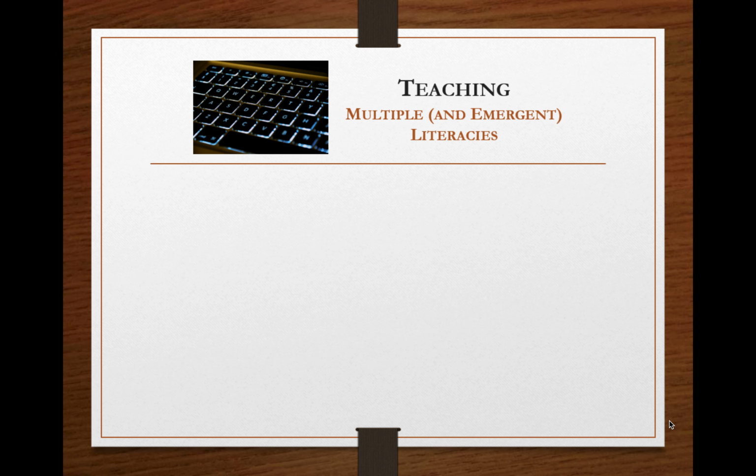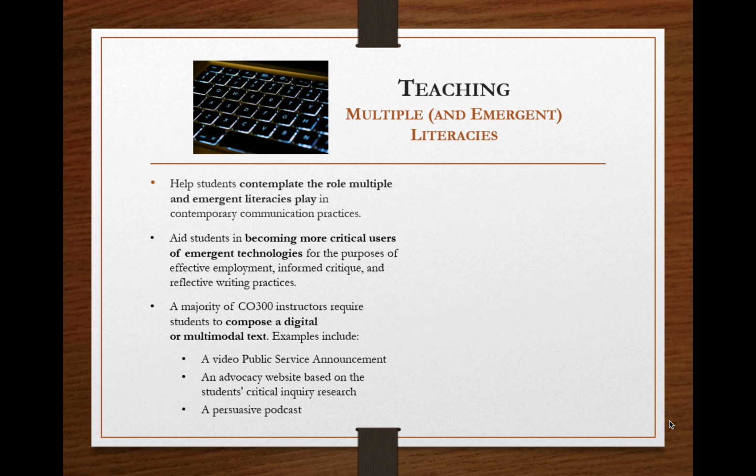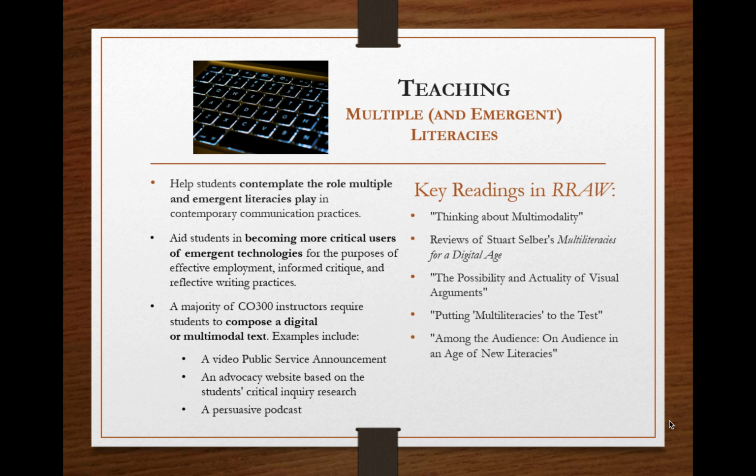Teaching multiple and emergent literacies. Several of the readings in Raw help students contemplate the role multiple and emergent literacies play in contemporary communication practices. Along with the readings, instructors typically include at least one digital or multimodal composition assignment that helps students become more critical users of emergent technologies. These have sometimes included a video public service announcement, a research-based advocacy website, or a persuasive podcast. And once again, here are some of the key readings in Raw that help engage students in this work.